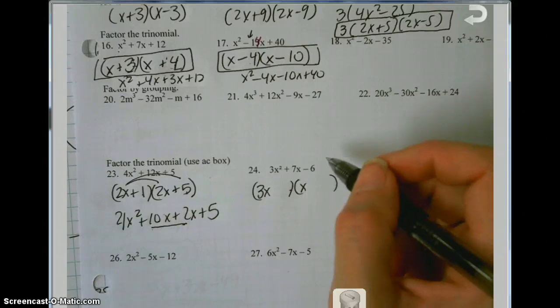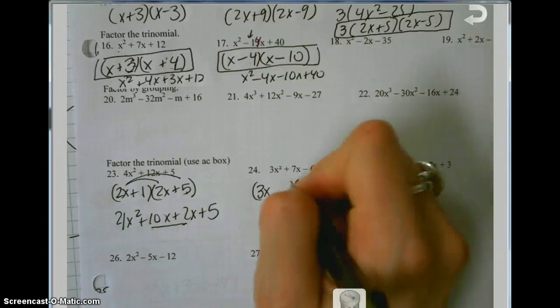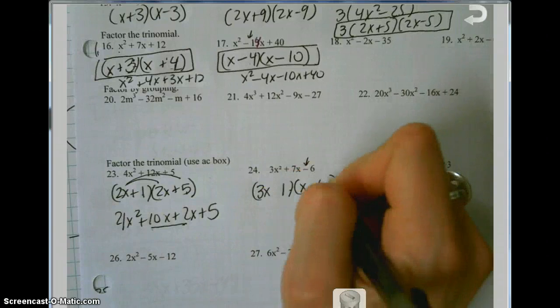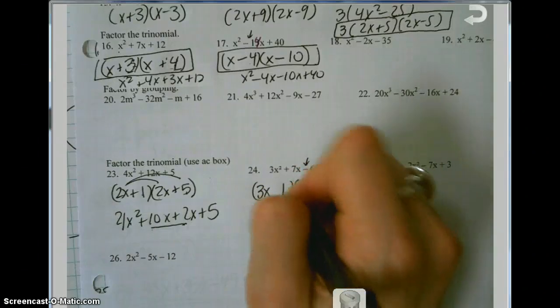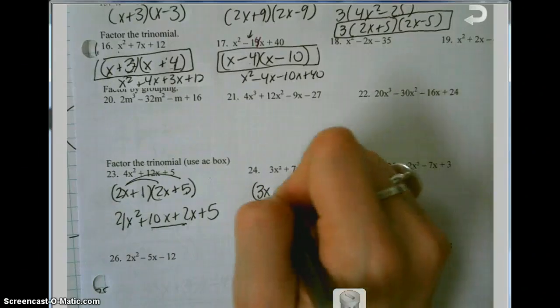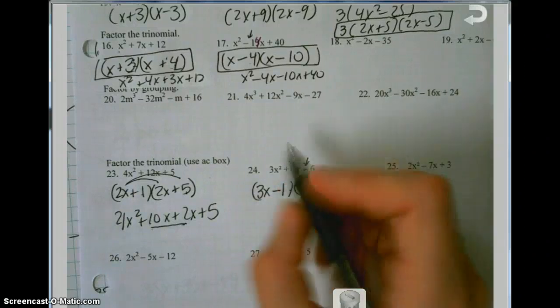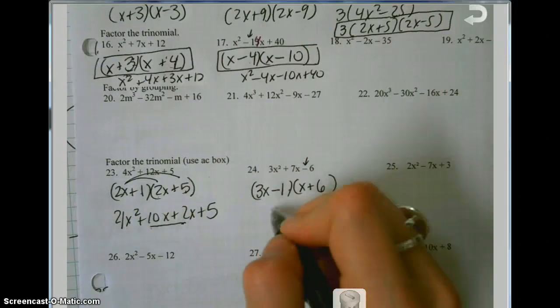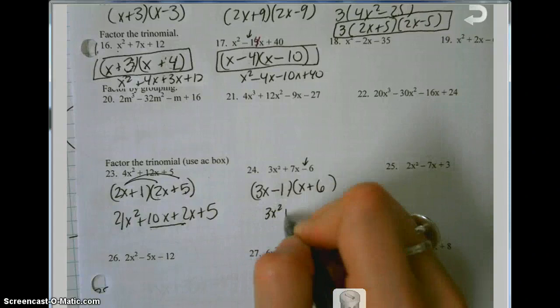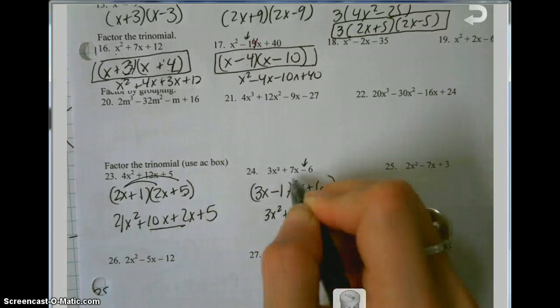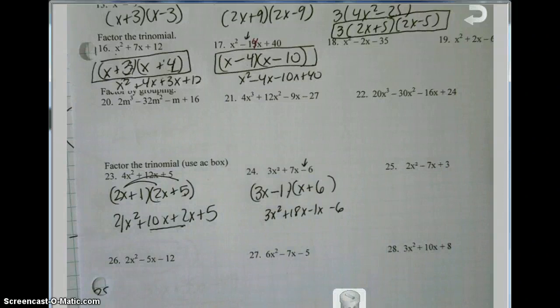Okay, so let's try something. Just for fun, let's try 1 times 6. Again, we have to make this multiply to make a negative 6. A product of a positive and negative makes a negative, so you have to have one negative and one positive. So let's FOIL this out and see how good or horrible of a job we did. You get 3x squared, plus 18x minus 1x, and then minus 6. Not even remotely close to what we're looking for, is it?